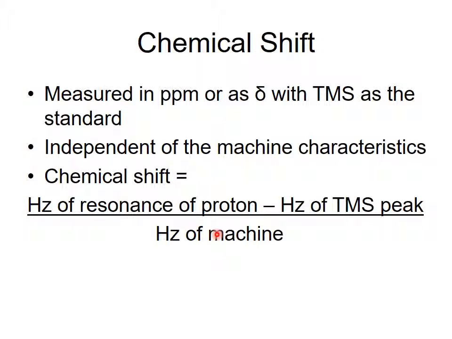So if you look at TMS, because the strength of the magnetic field there is the maximum of the machine, you take the hertz of the TMS divided by the hertz of the machine and you get 0. Whereas with something else that, let's say, is at 1 part per million, it's going to have a much lower hertz of resonance, a lower field needed to cause it to resonate, and so you get a positive number then.